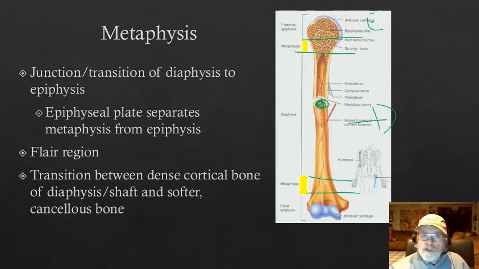So there's two things that we see in the metaphysis. We start to see a change in the composition of the bone, going from a thick cortical shell on the outside to becoming progressively thinner as it's going towards the epiphysis. So it's getting thinner and thinner in this area right here and here, which means that this area is starting to fill up with more and more cancellous bone. Okay, that softer, spongier bone.